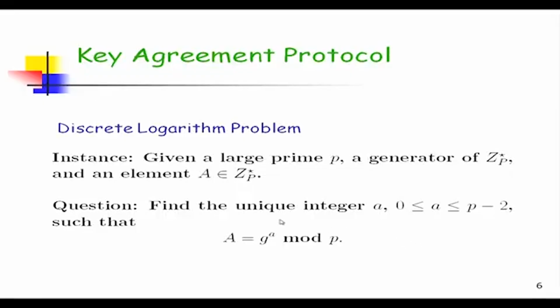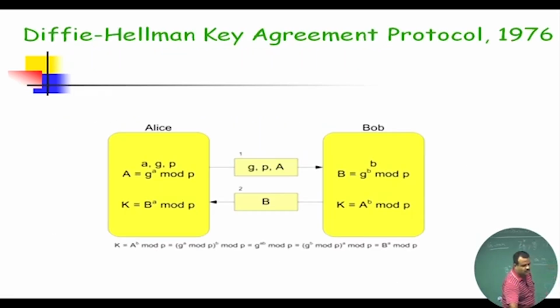So, this is the discrete log problem. The instance is given a large prime P and a generator G, and the question is to find A. So, this is the discrete log problem, and this is the key exchange protocol we have discussed. There are two parties, Alice and Bob. Alice is choosing this A, and computing G to the power A mod P. G, P, and G to the power A are all public parameters, sent over the channel.